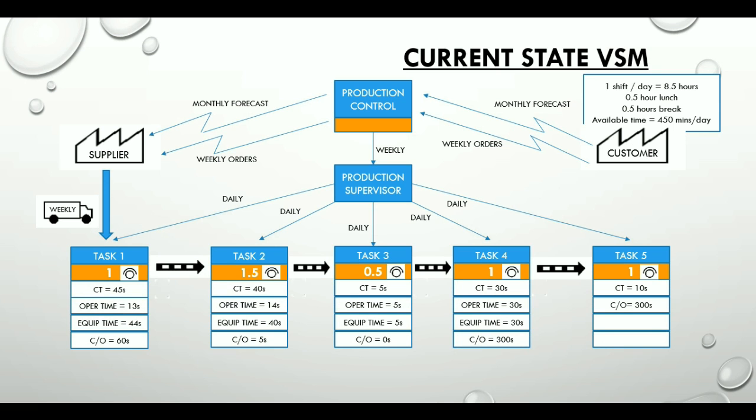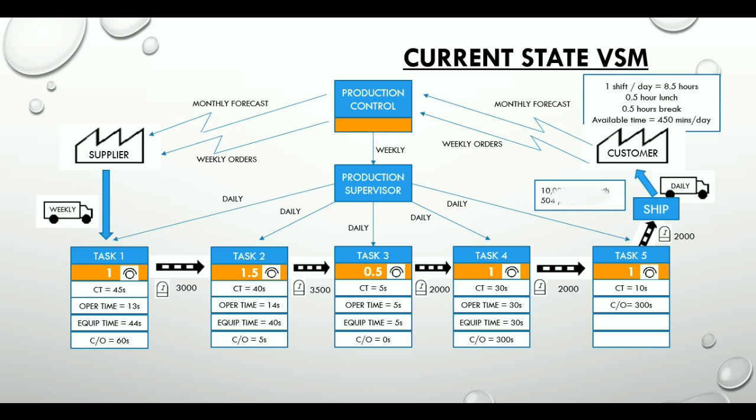Inventory pileup between any two processes can also be shown using the appropriate symbol. Once the product is ready at task 5 process, it is pushed for shipment to the customer. Depending on how frequently we ship or due to fluctuations in customer order, inventory might pile up here as well. In this example, we are assuming a daily shipment to the customer. At this point, we can also keep track of how many pieces need to be shipped per month or per day.